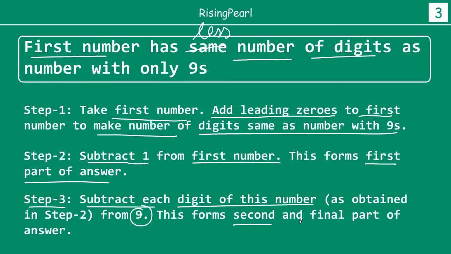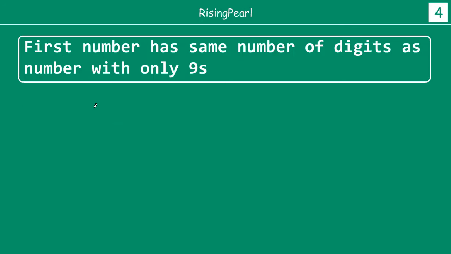This will form the second and final part of our answer. Isn't that fascinating? Let's take a look at some examples and it will become very clear. So for example, we want to multiply 23 with 999. So how are we going to do it?